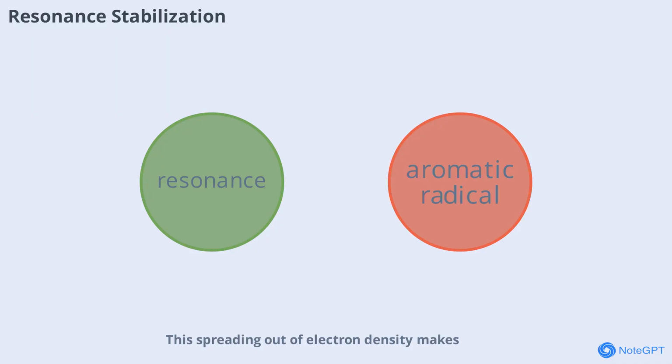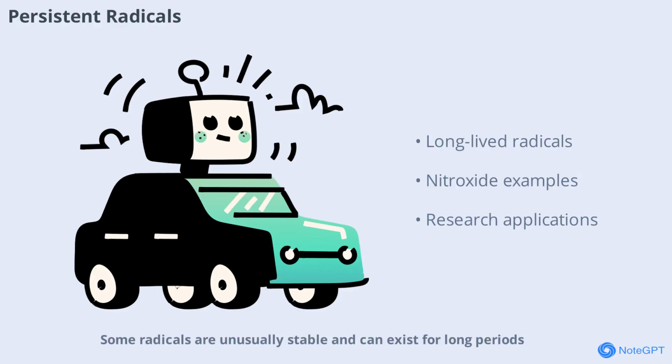This spreading out of electron density makes the radical less reactive and more stable. Aromatic radicals like the benzyl radical are classic examples of resonance-stabilized species. Some radicals are unusually stable and can exist for long periods. These are called persistent radicals. Examples include nitroxide radicals, which are used as spin labels in biochemical research. Persistent radicals have unique properties that make them valuable in scientific studies.